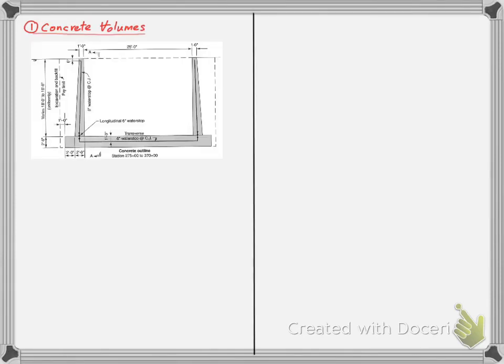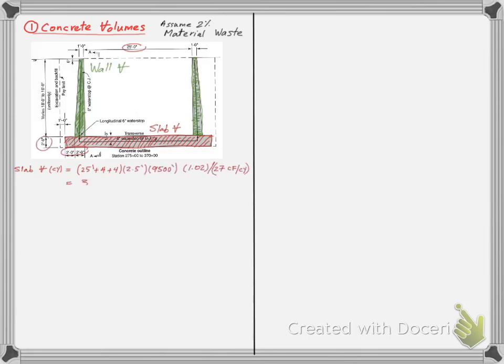We start by calculating the first quantity, the concrete volumes. We will differentiate between two volumes for two different concrete placements, the slab and the walls. They are constructed separately using different construction methods, and we need to calculate their volumes separately. We calculate the slab volume by multiplying the cross-section area and the length. I will leave it to you to match the values we use in the calculation with the dimensions on the cross-section view.